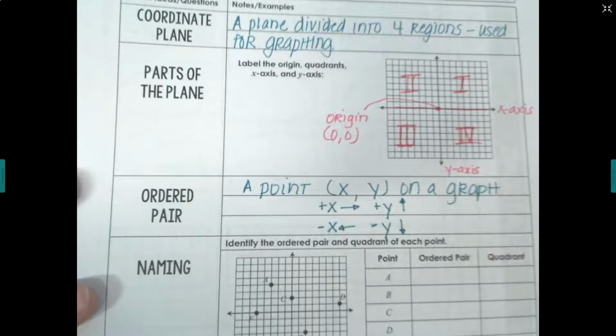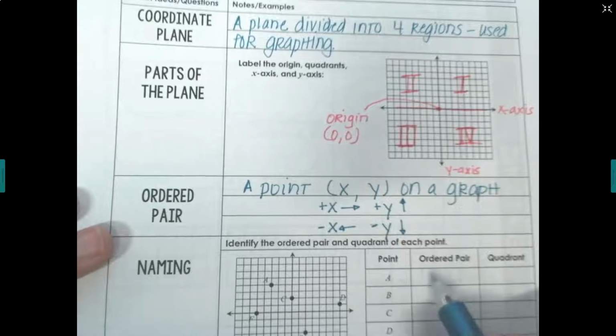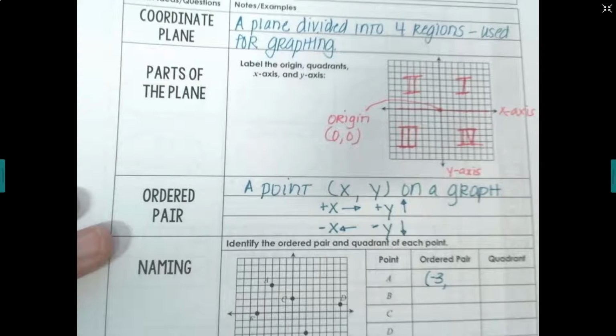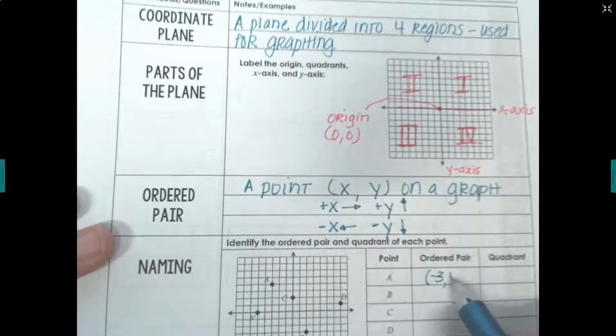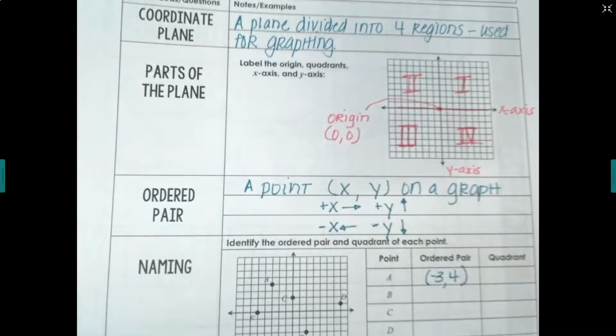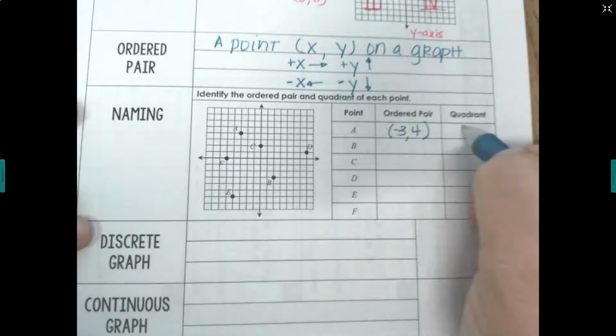So let's name a few of these. They're already plotted for us, and so we're going to name them and say what quadrant they're in. So A, to get to A, we'd have to go 1, 2, 3 to the left, which would be -3. And then 1, 2, 3, 4 up, so that's a positive because we had to go up. So -3, 4, that is in the second quadrant.